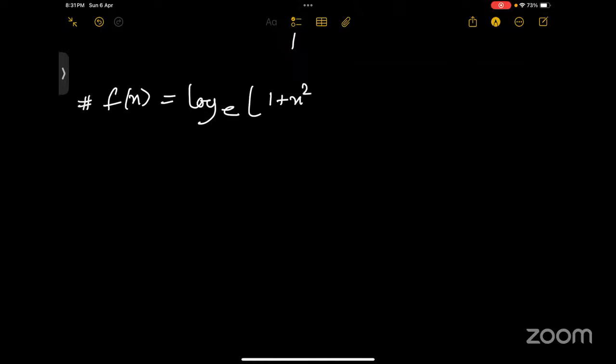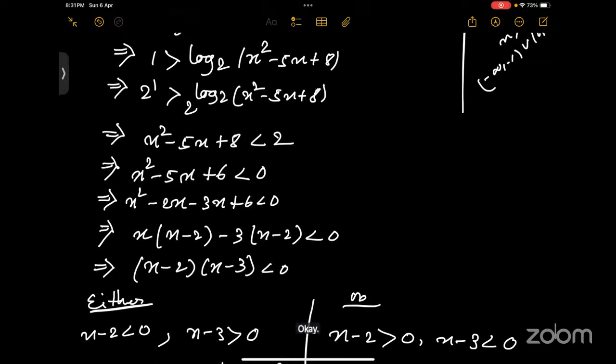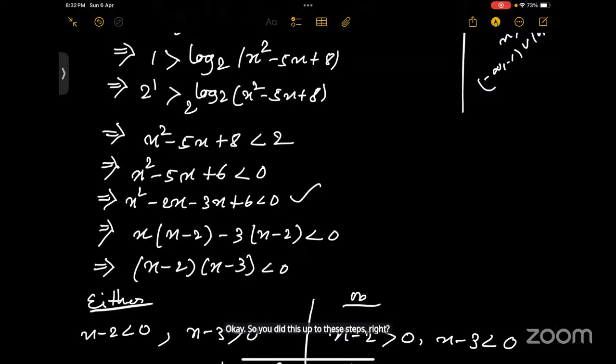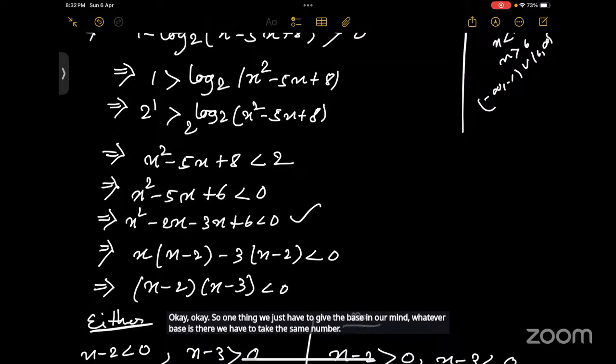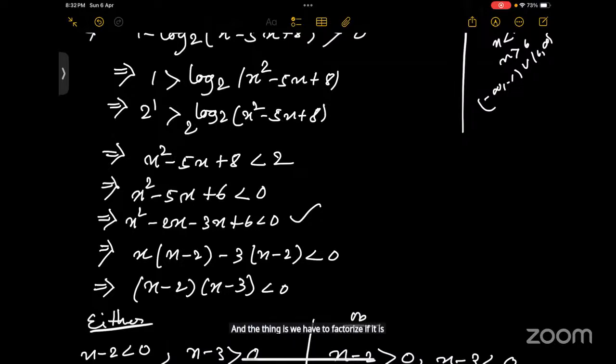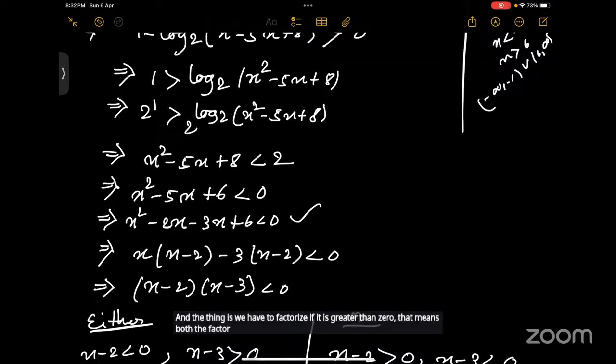I found out that I did a wrong thing in the factorization, so that's why I got a wrong answer. Okay. So you did this up to these steps, right? Then maybe somewhere you did something wrong. I did a foolish thing by taking minus 6x plus 5, and that messed things up. Okay. So one thing we just have to keep in mind is the base. Whatever base is there, we have to take the same number. And we have to factorize. If it is greater than 0, that means both factors will have the same sign. If the multiplication of the factors is less than 0, that means they will have opposite signs, right? Then we have to conclude the logical things.